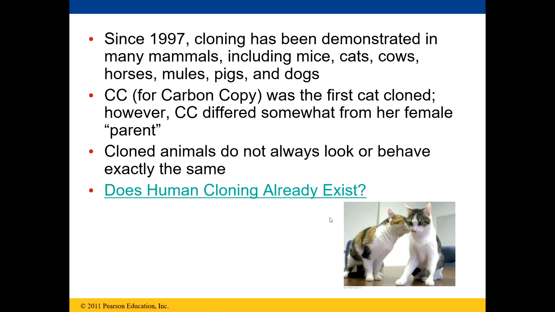So this can be done in all kinds of animals. Since 1997, it's been done in mice, cats, cows, horses, mules, pigs, dogs. They showed this one, CC, the carbon copy, was the first cloned cat. Again, they don't always look or behave exactly the same way. There are some things that go on during embryonic development that seem to be affected by this cloning that we can't really exactly explain. So the big question always is, does human cloning exist? Well, here are some thoughts on that.